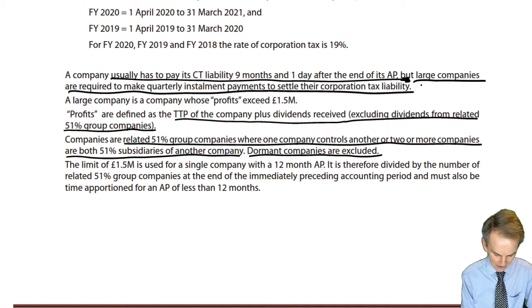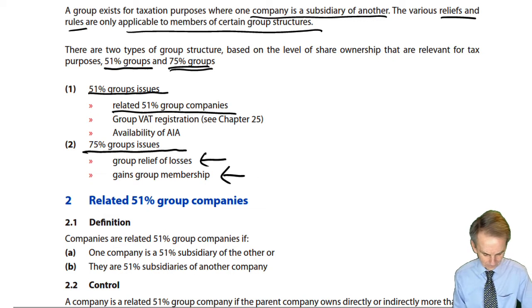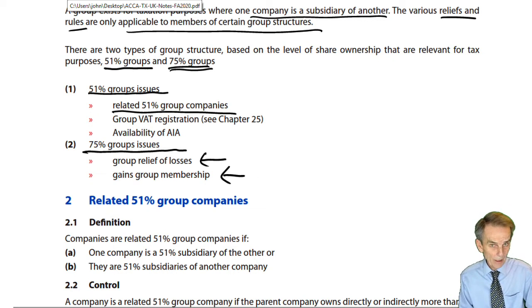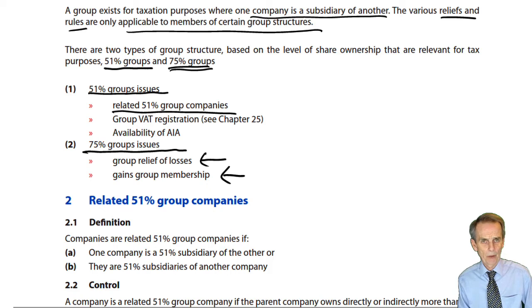All right, let's just go back to the note here. So one area is about related 51% group companies and ensuring we can recognise which companies are related, and then so what? What does it mean? What does it mean is in relation to who we define as a large company. And that was by reference to a profit limit of 1.5 million.